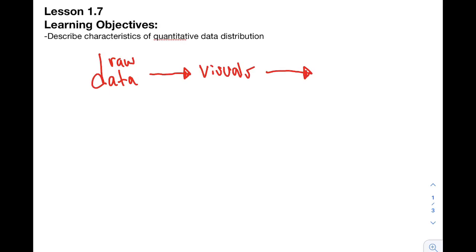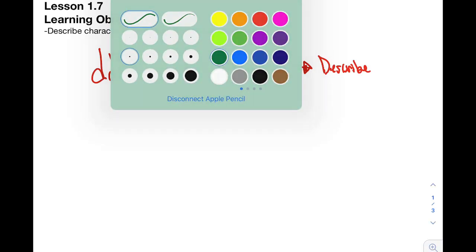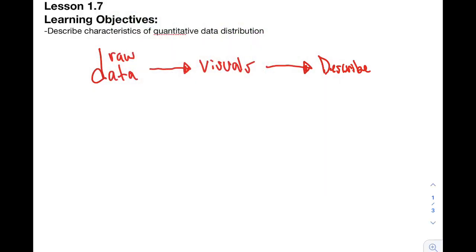Once you have your visual display of your quantitative data, we want to describe this. That's where we can start to see any patterns or anything unusual that shows up there. In statistics, there's a very specific way in how we describe the data distributions. I'm going to draw three random data distributions. The first one, I'll do a dot plot. I'm not even going to put any numbers on the x-axis.